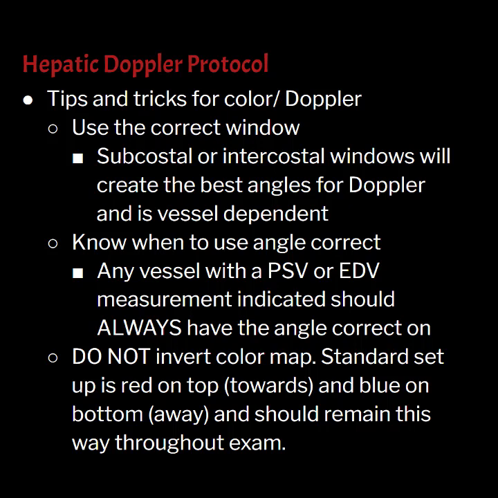Finally, when you set up your color map, you want to make sure that you keep red as towards the transducer and blue as away from the transducer. This is the standard setup for most Doppler protocols. And it ensures that we keep the portal vein and the splenic vein at midline in the red designation, which is common for this exam. So again, red on top, blue on the bottom. Don't invert at any point during the exam.